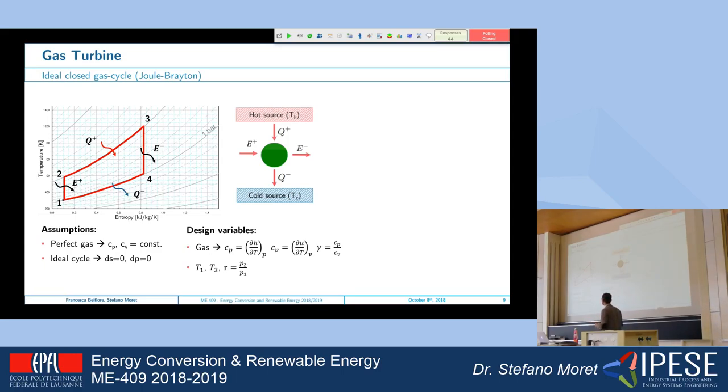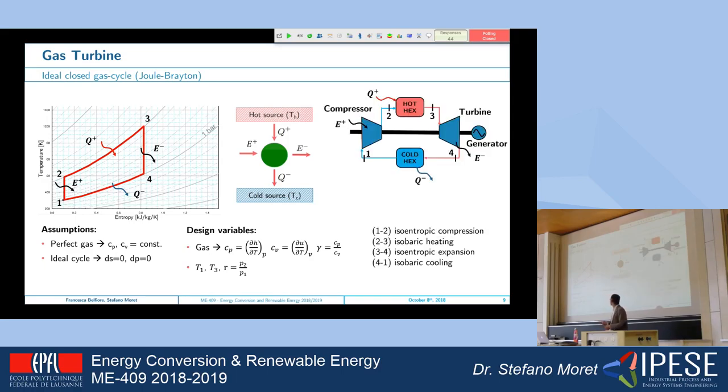We are assuming that we're using a perfect gas, so we have constant specific heat both at constant pressure and constant volume, and we have here an ideal cycle. We don't have any losses in terms of entropy. We don't have any losses in terms of pressure. So this is how the cycle is designed on a TS diagram. Let's look at how it looks in reality. So how do we actually build this cycle?